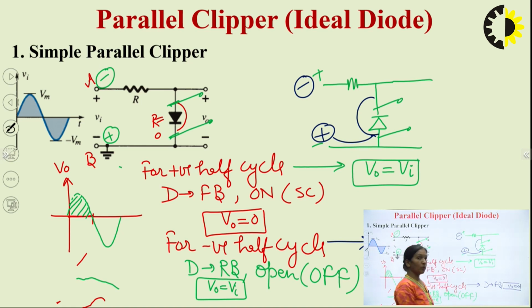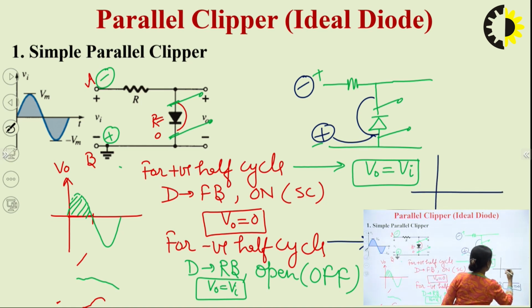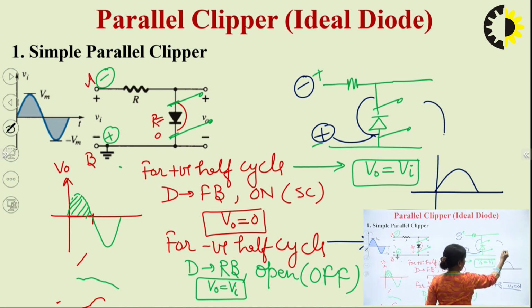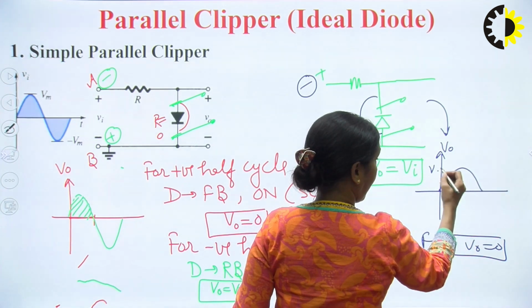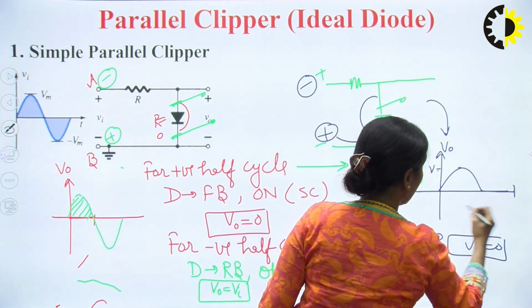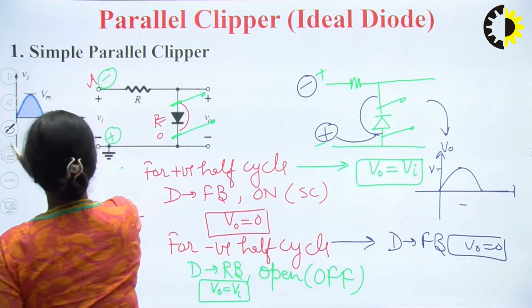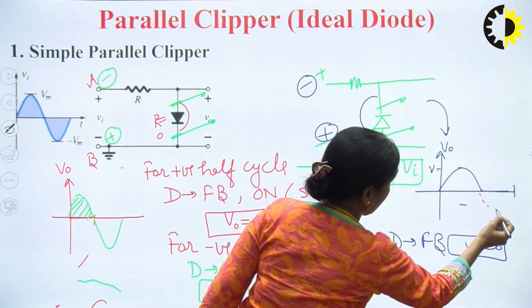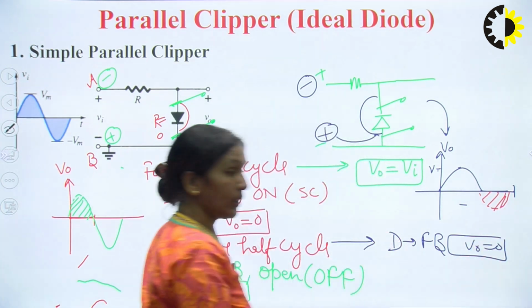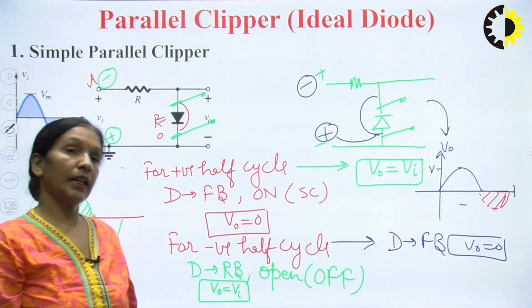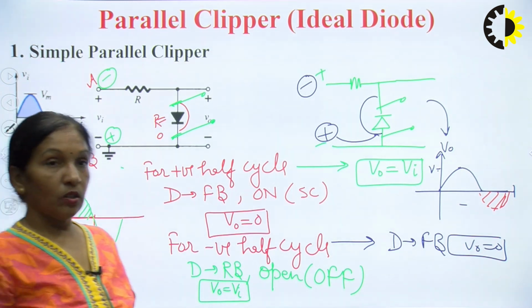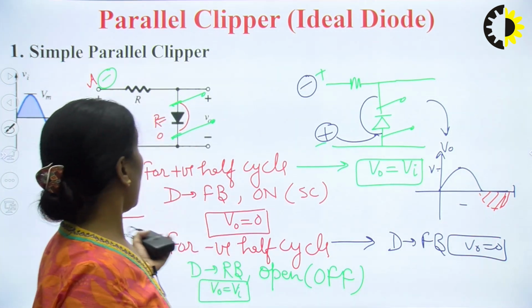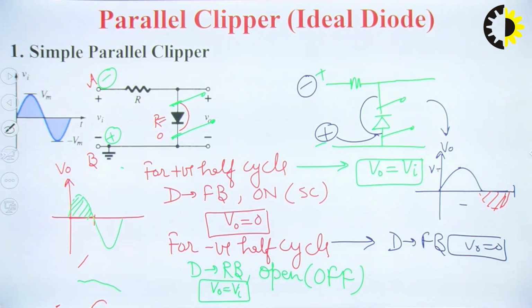So if I draw the output waveform, my output for this circuit will be equal to input for the first half cycle and it is 0 for the negative half cycle. So here I can see that this negative has been removed. So this is your negative clipper. This is how we can do the analysis of the clipper circuit. So these two circuits are what we are talking about, the unbiased parallel clipper circuit.